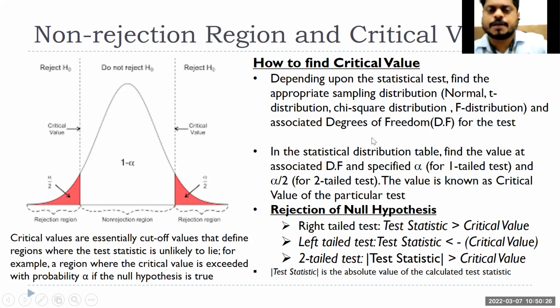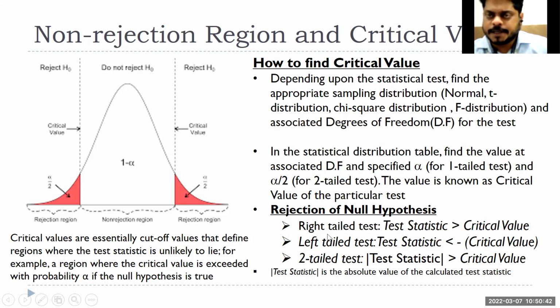Distribution means a statistical table. And we want two other factors, degrees of freedom and what is your alpha value, right? What is your level of significance or significance level, right? Then with that, we'll try to find out our critical value, right?